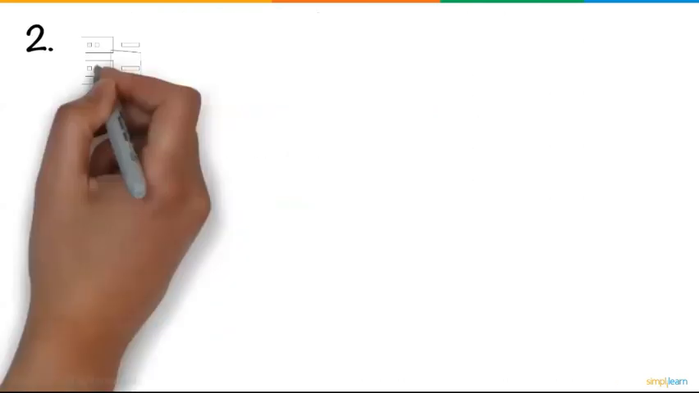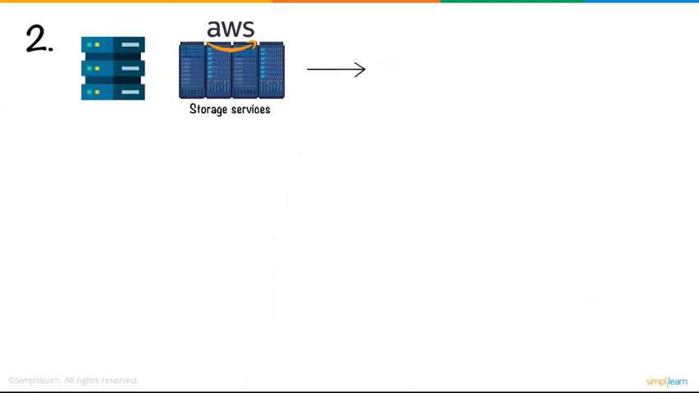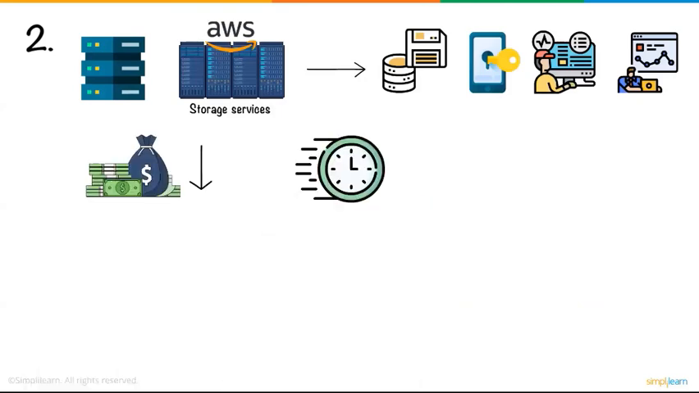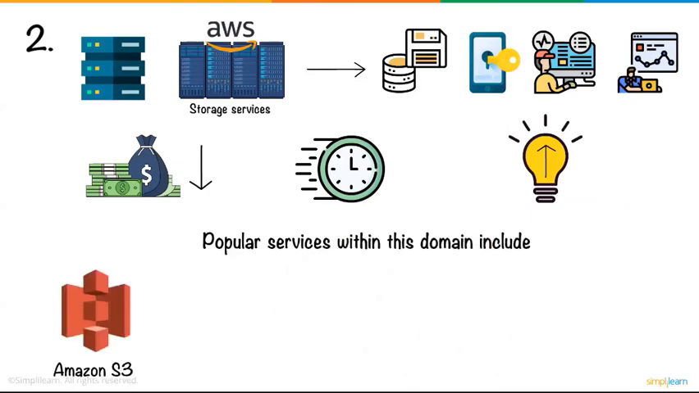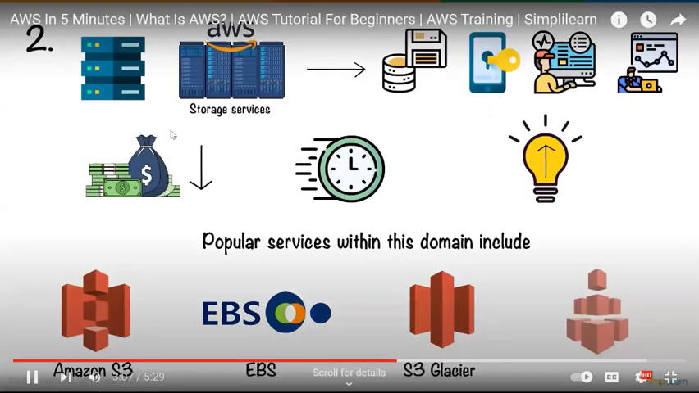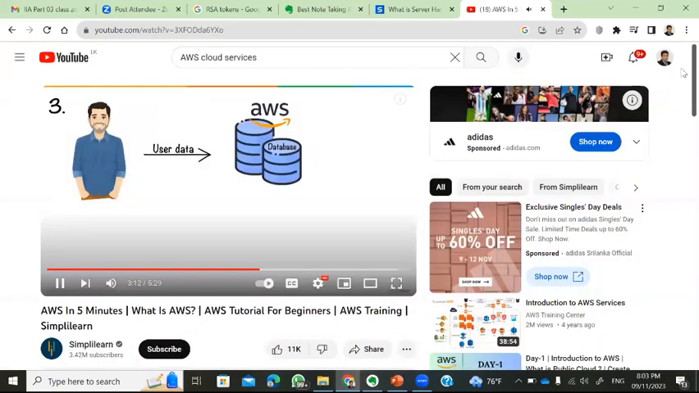For storing website data, Rob could use AWS storage services that would enable him to store, access, govern, and analyze data to ensure that costs are reduced, agility is improved, and innovation accelerated. Popular services within this domain include Amazon S3, EBS, S3 Glacier, and Elastic File Storage. Rob can also store the user data in a database with AWS services, which takes little time.